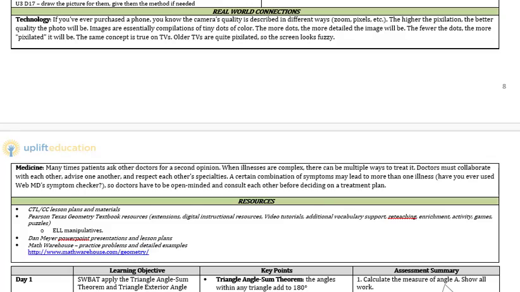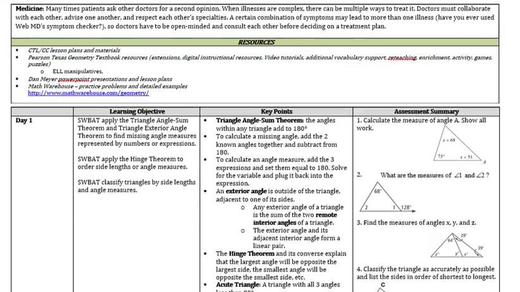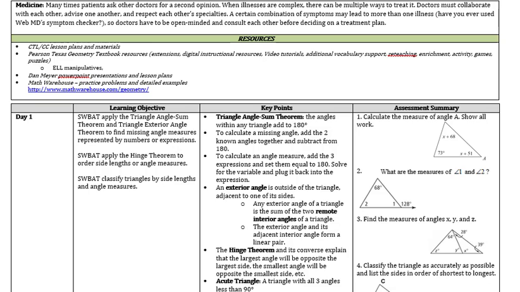For medicine, it says many times patients ask other doctors for a second opinion, and when illnesses are complex, there can be multiple ways to treat it. So this goes back to the whole idea that there are multiple ways to solve a problem. I think that's something that is important to emphasize this unit and easy to emphasize this unit.